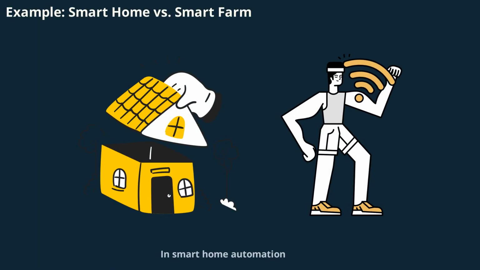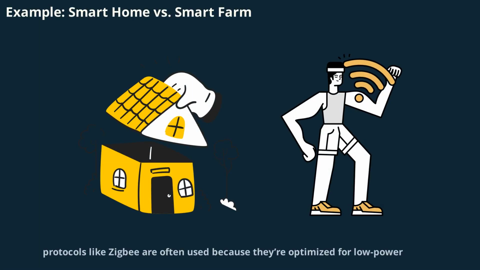In smart home automation, protocols like Zigbee are often used because they're optimized for low-power, short-range communication between devices like lights and sensors. But for outdoor applications such as smart farming, you might need a protocol like LoRa, which can cover much greater distances. The right choice depends on the physical layout and communication needs of your system.